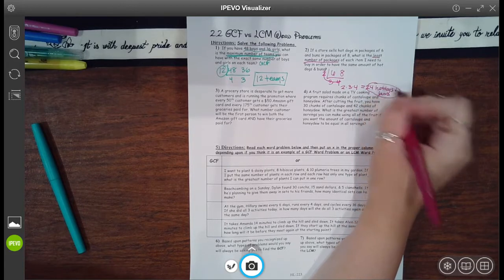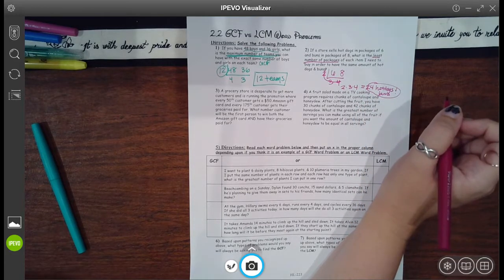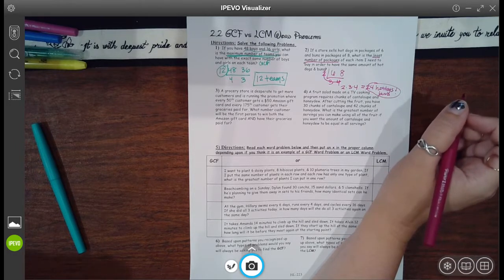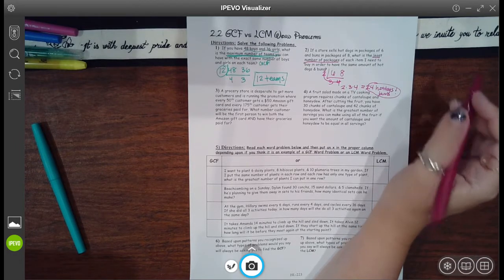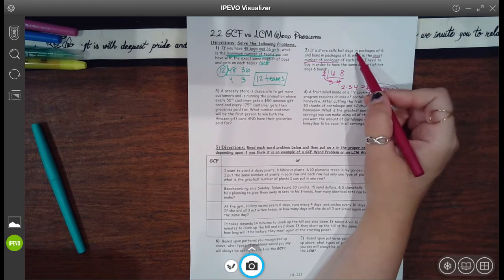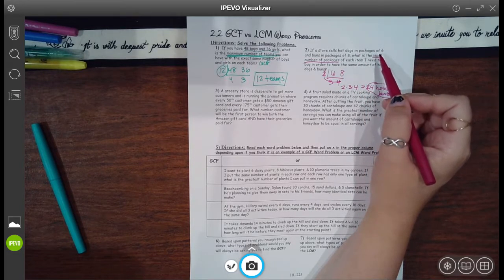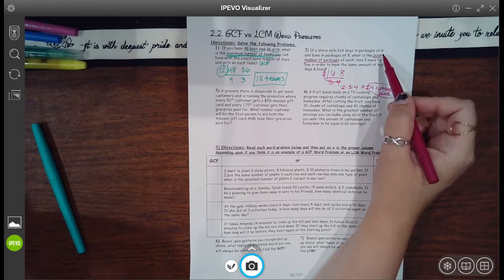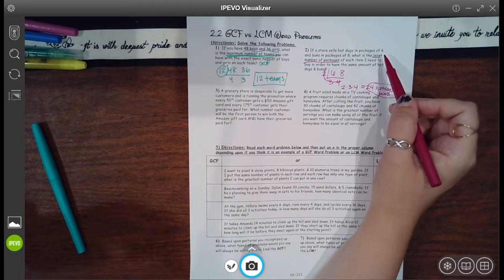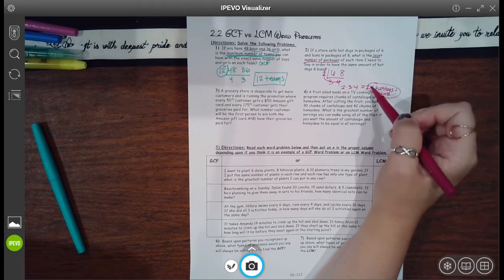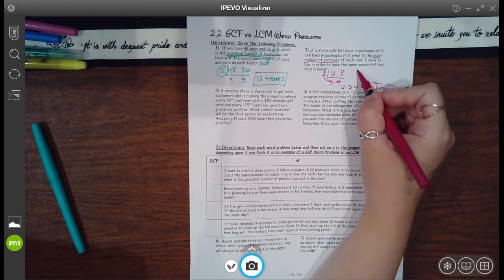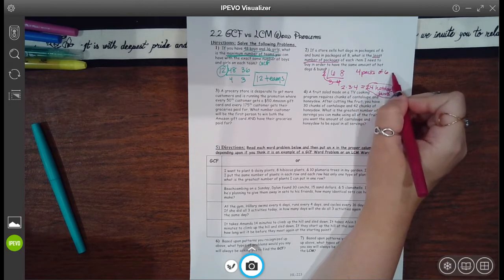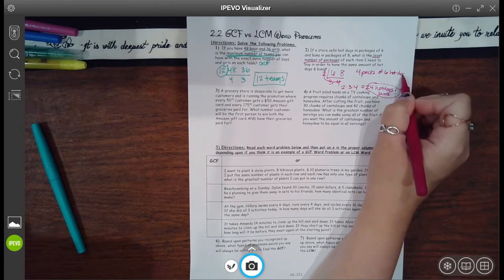Okay. But it's actually asking about the packages, right? So this one's a little bit tricky because the hot dogs come in packages of 6, right? So if you buy 24 packs, that's more than, because they don't come individually, they come in packages of 6. So how many times does 6 go into 24? 4 times. So you really want to buy 4 packs of 6 hot dogs.